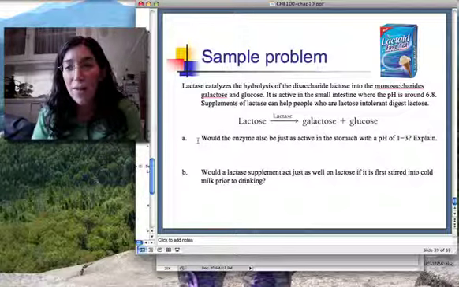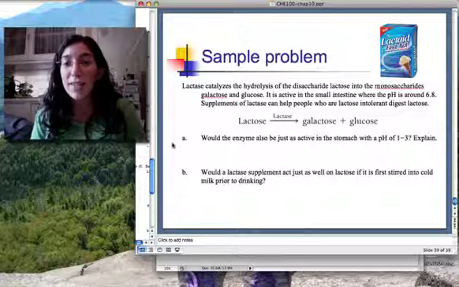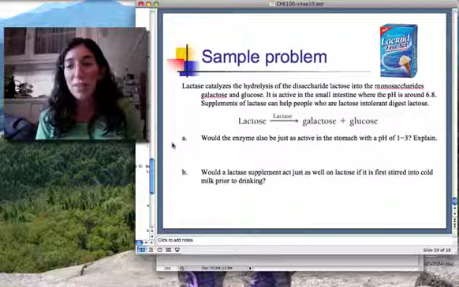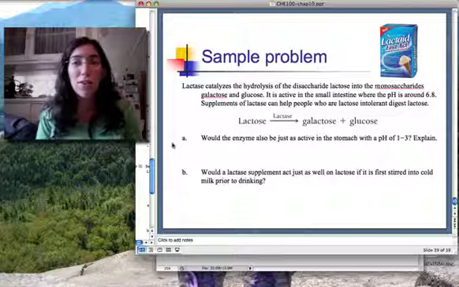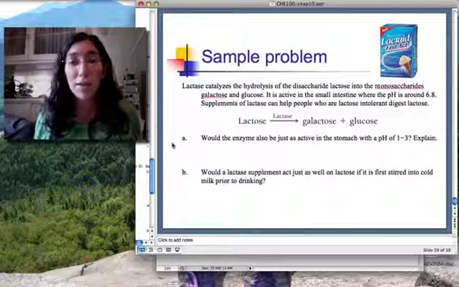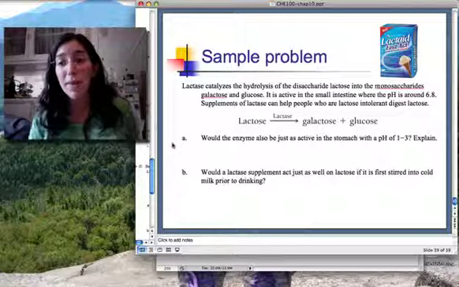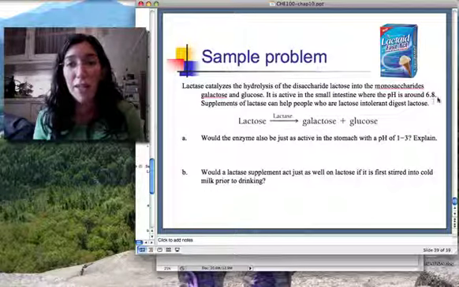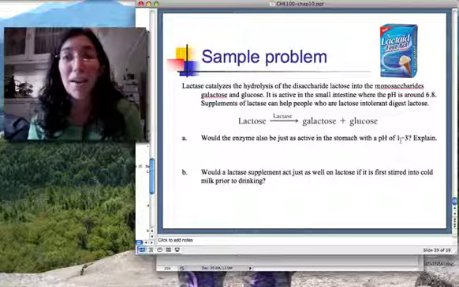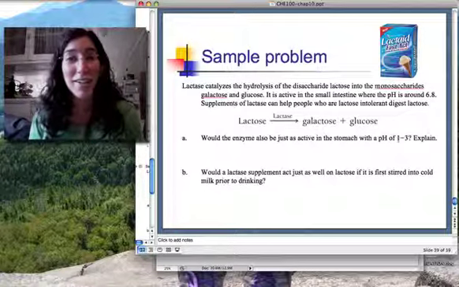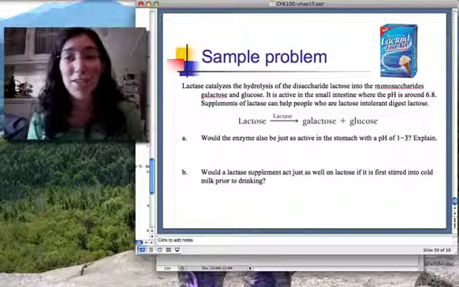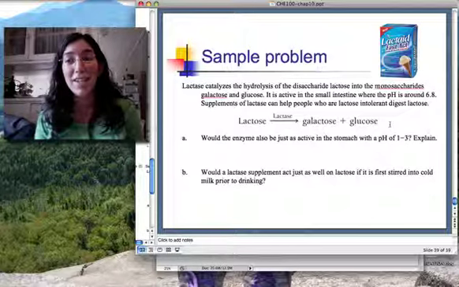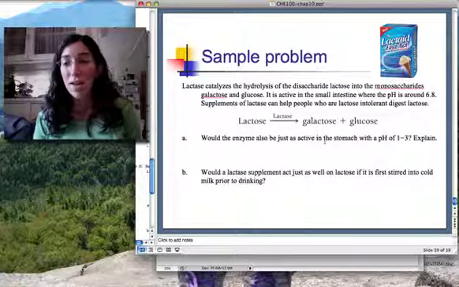So the first part of the question is, would the enzyme also be just as active in the stomach with a pH of about 1 to 3? What do you think? Hopefully you said no. No, it would not be active because the lactase enzyme is most optimally active at a pH of 6.8. A pH of 1 to 3 is not a pH of 6.8. Doesn't matter if it's 1 to 3 or 11 to 13. If it's not 6.8, it's not going to be as active.